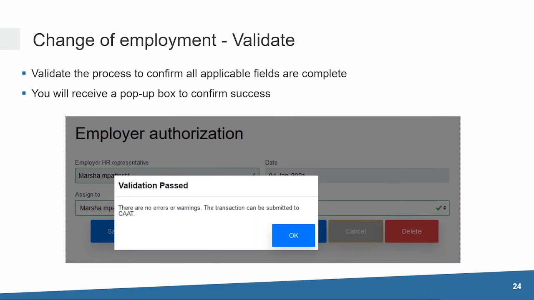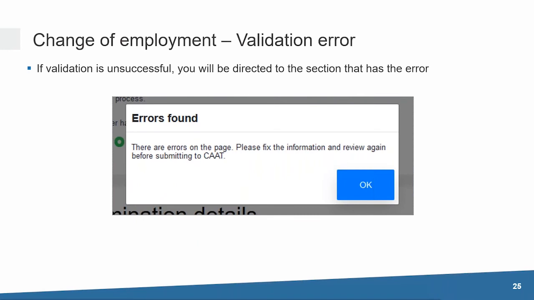When you are ready to send your change of employment process to the plan via the portal, you will need to validate the data by clicking on the Validate button. If there are no errors or warnings, you will see the message that the validation has passed and you can now submit to the plan. If you are not able to validate because of an error, you will be directed to where the issues are that need to be corrected.